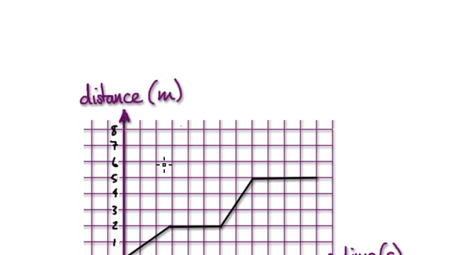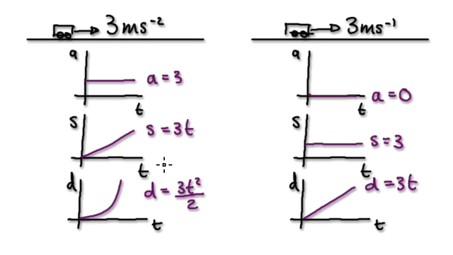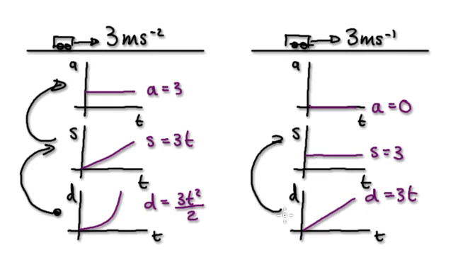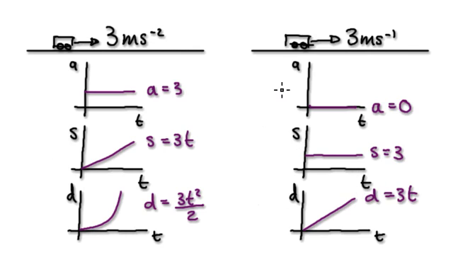Okay, so hang on. As a quick reminder, the gradient of this represents the speed. The gradient of the speed time graph represents the acceleration. Okay, so same as over here. The gradient of the distance time graph represents the speed. The gradient of the speed time graph represents the acceleration.